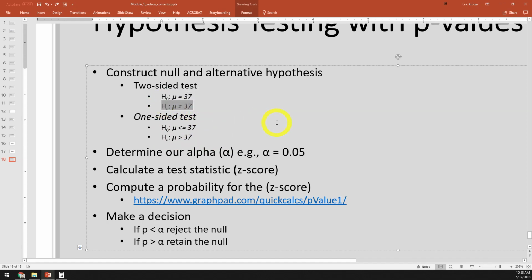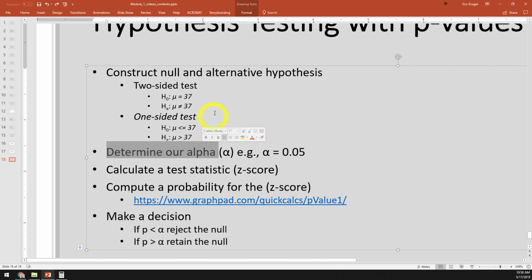you're saying, well, I don't know which direction it's going to be on. It could be above or below. So generally, we're going to want to do two-sided tests. There's very few scenarios where you have a specific hypothesis in mind.